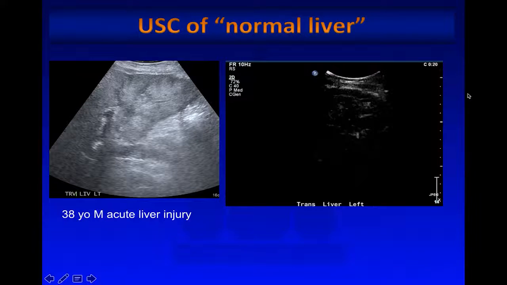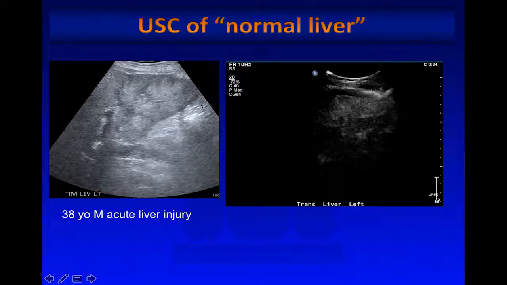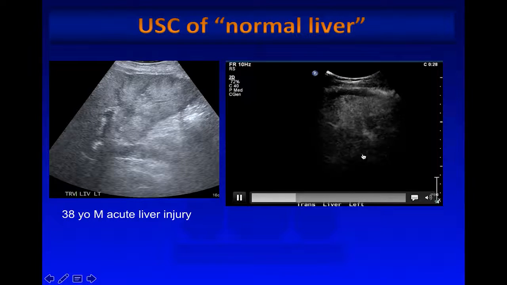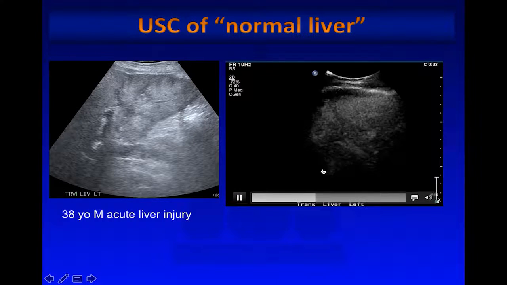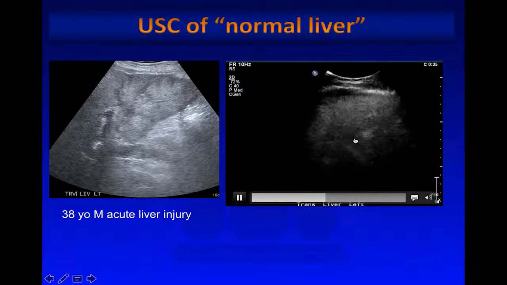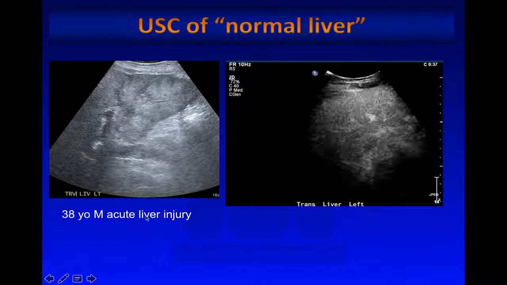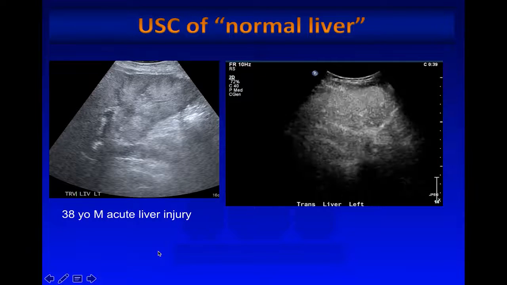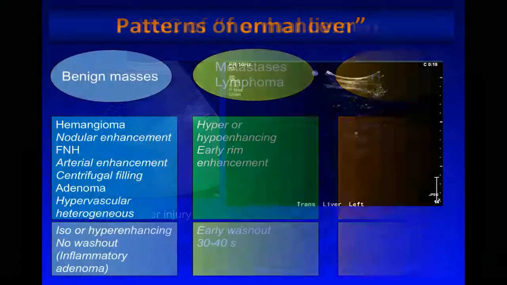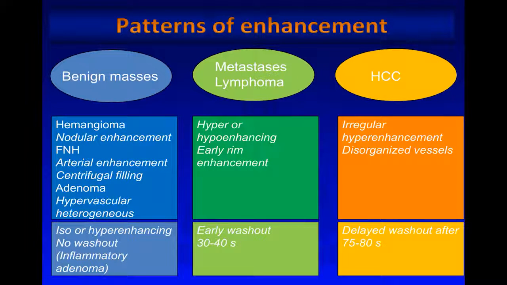So this is an example of just a normal liver. This is a patient who had a very fatty liver. We weren't sure whether this was a mass or not. And you can see here the contrast coming up in the artery, and then there's progressive enhancement of the liver parenchyma in the portal venous phase, just like you would see with CT or MR. So when we look at liver lesions, we look at the pattern of enhancement.